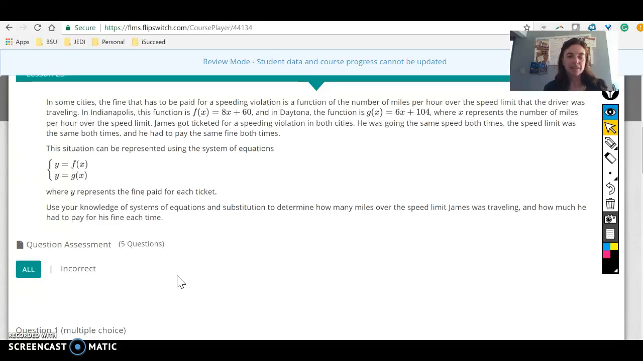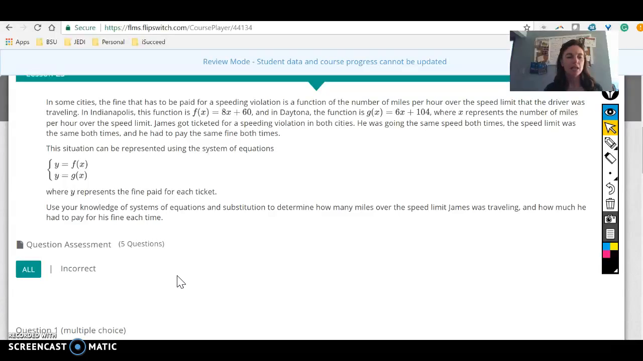In some cities, the fine that has to be paid for a speeding violation is a function of the number of miles per hour over the speed limit that the driver was traveling. In Indianapolis, the function is f of x equals 8x plus 60. In Daytona, the function is g of x equals 6x plus 104, where x represents the number of miles per hour over the speed limit. James got ticketed for a speeding violation in both cities. He was going the same speed both times. The speed limit was the same both times, and he had to pay the same fine both times.